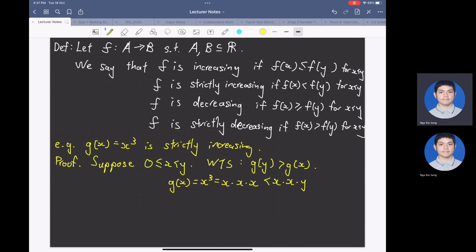And then I can replace another one with y, right? And then I can go through them. This is g(1).